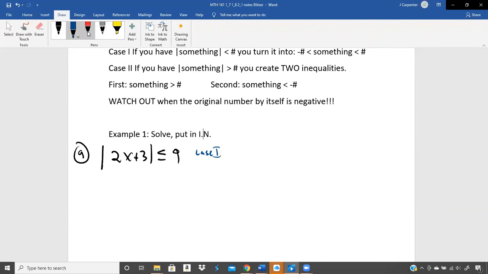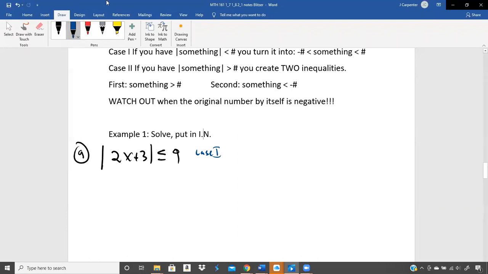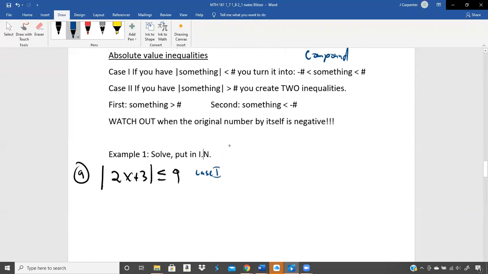So the way absolute values work, because this needs to be less than 9, you know what, let me not start that conversation until we're done. I don't want to jump the gun. So here's what we do. We take this original inequality and we turn it into the compound inequality. So this number 9 is the thing I'll be changing signs of. I'll need a negative 9 on the left and I'll need a positive 9 on the right. And then in the middle, the something is the 2x plus 3. That's what goes in the middle between the two less than symbols.